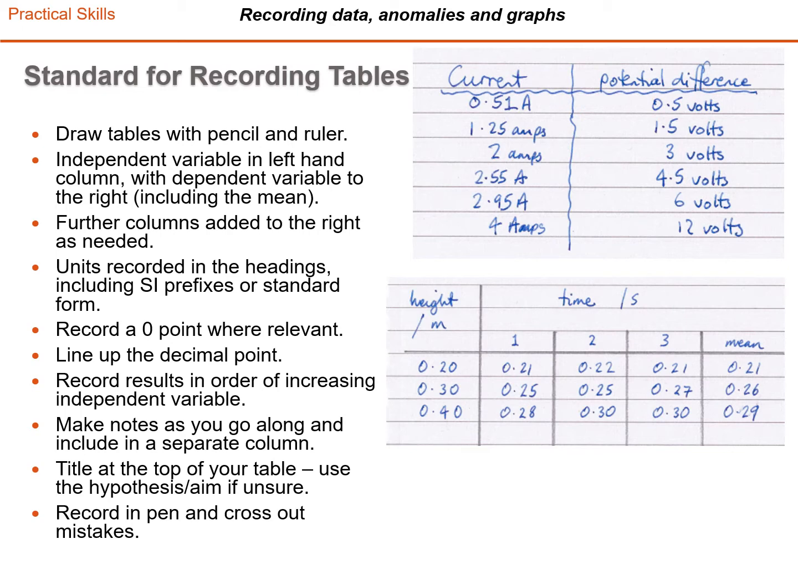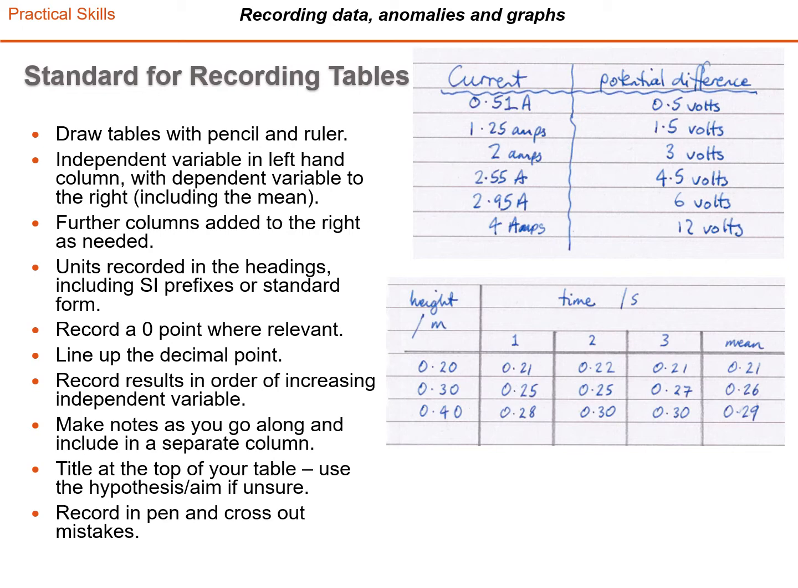We should always record results in the order of an increasing independent variable. Again, this helps us to be able to spot patterns, identify trends that we might see in the data, and areas where we might need to go back perhaps and take further measurements. I also always recommend that students make notes alongside the data table. So, for instance, if at a particular point there was an issue with the equipment, to make a note of that alongside, which may be relevant in terms of interpreting that data later on.